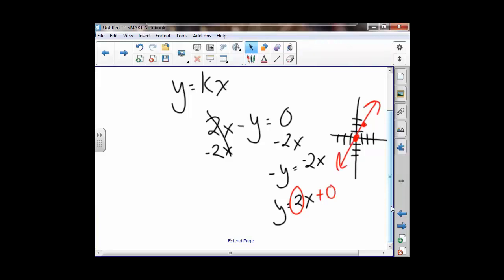All right. So everybody cool with how to graph using direct variation? Is that like a yes? That's a yes. Okay, cool. Yeehaw.